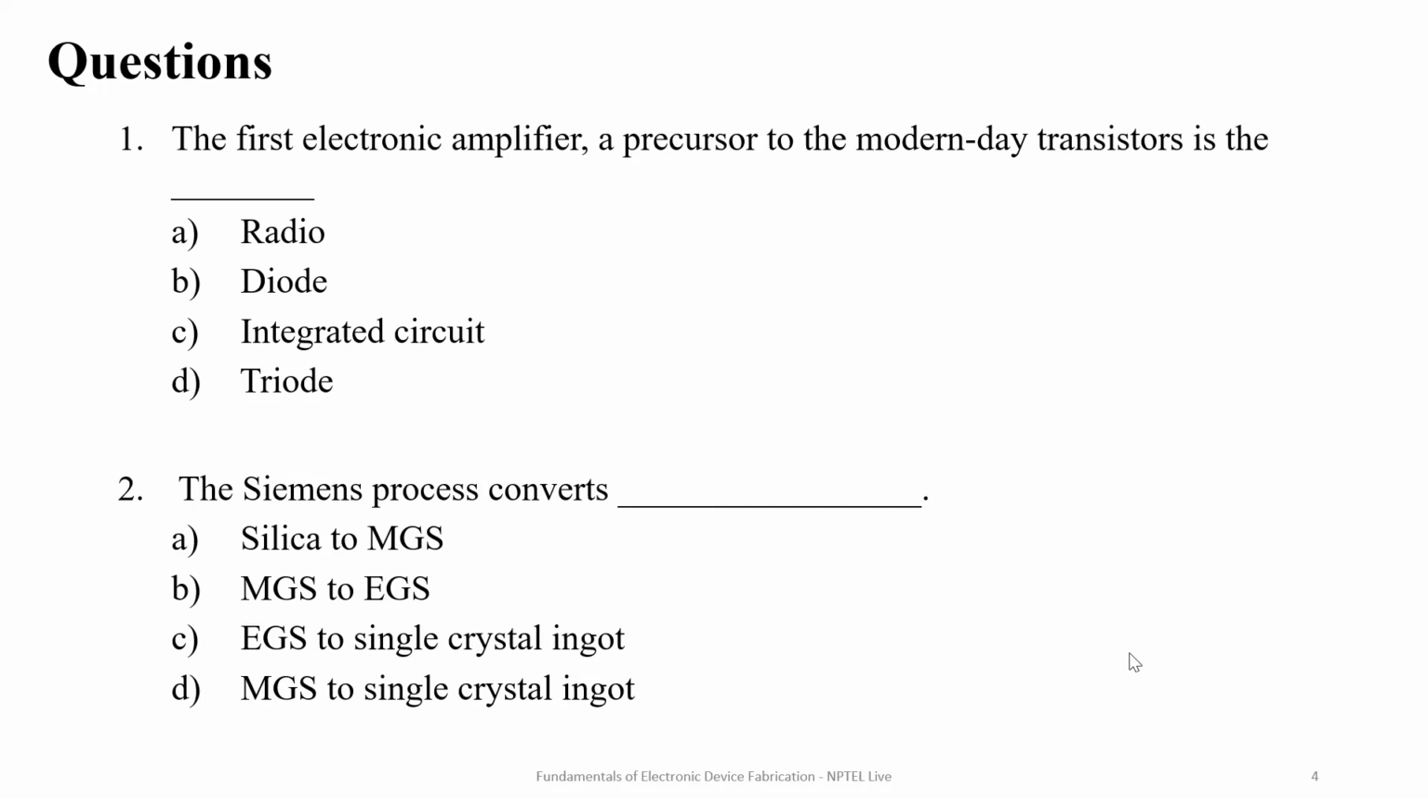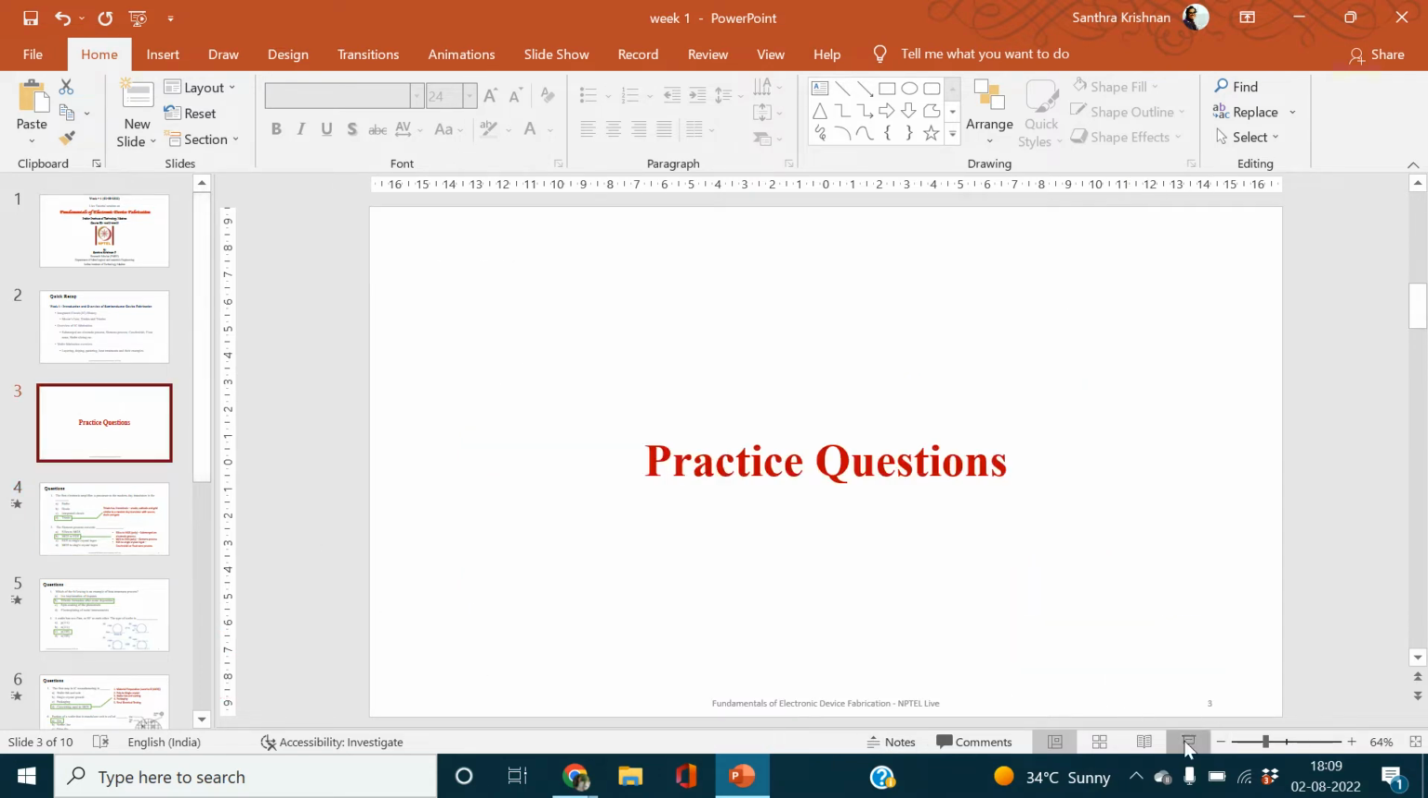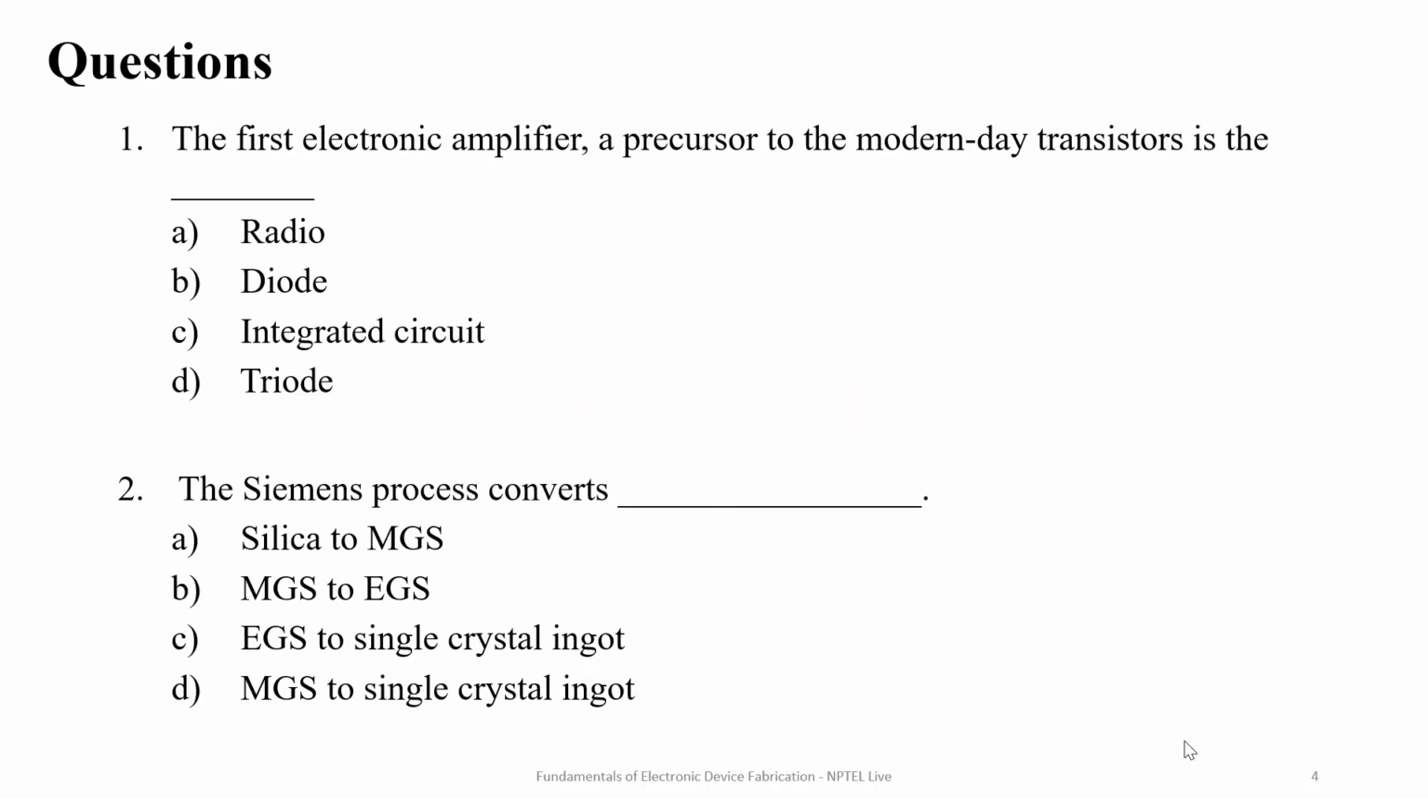I'm not hearing any answers. So please. The first electronic amplifier, a precursor, that is, today we have modern day transistors, right? Before the transistor was invented, there was some other device. So what is common between these options and a transistor? A transistor is a three-terminal device. So which of these options is a three-terminal device? You can think in that way.